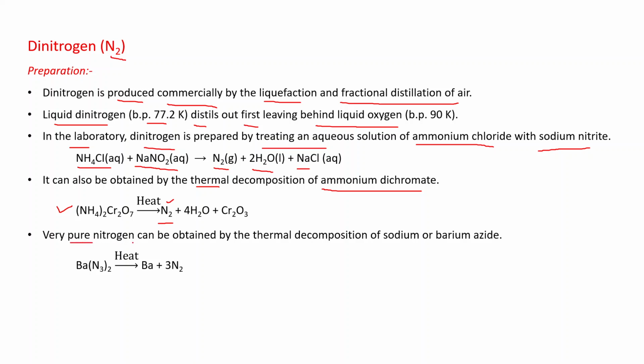Very pure nitrogen can be obtained by the thermal decomposition of sodium or barium azide. This is from barium azide, Ba(N3)2. When we heat it, we will get nitrogen. This is N3, the azide, barium azide. And if you are asked to write the equation from sodium azide, then the formula of sodium azide will be NaN3. You can write the equation yourself.